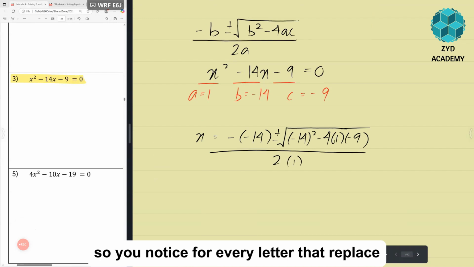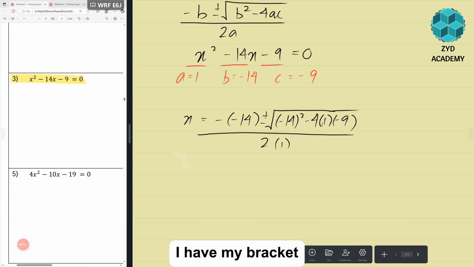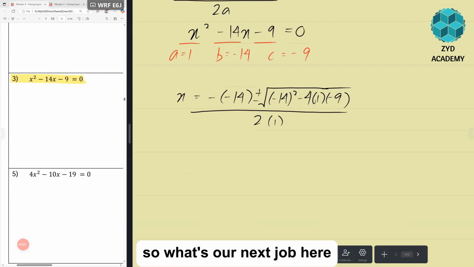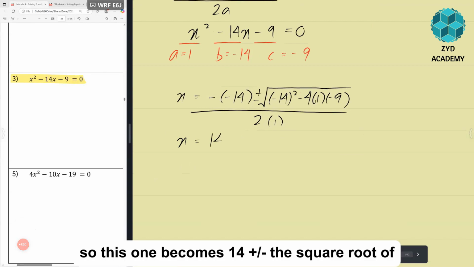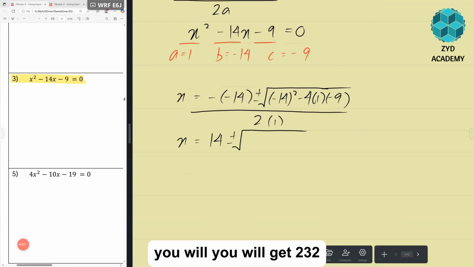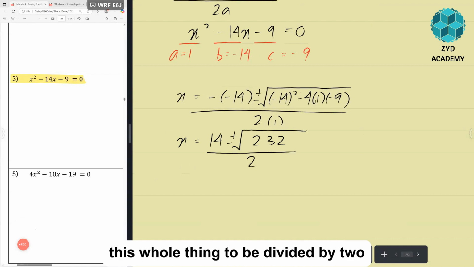So you notice for every letter that I replace, I have my bracket so as not to make any kind of careless mistakes. Okay, so what's our next job here? Which is to expand and simplify. So this one becomes 14 plus minus the square root of... we simplify the numbers inside the bracket, you will get 232. This whole thing to be divided by 2.